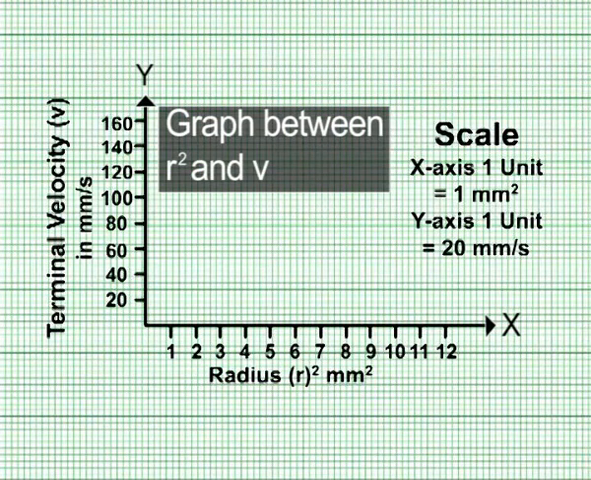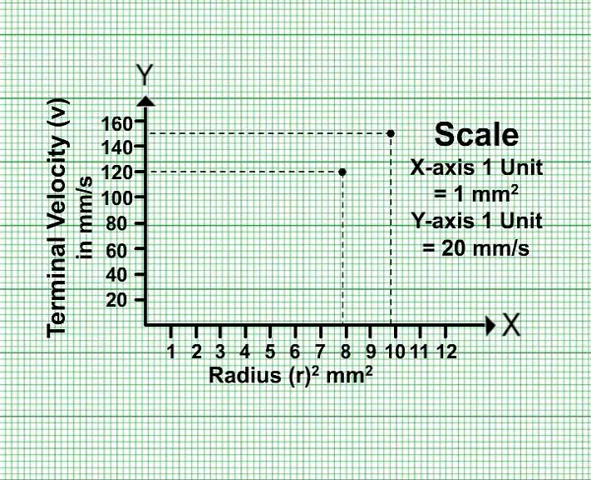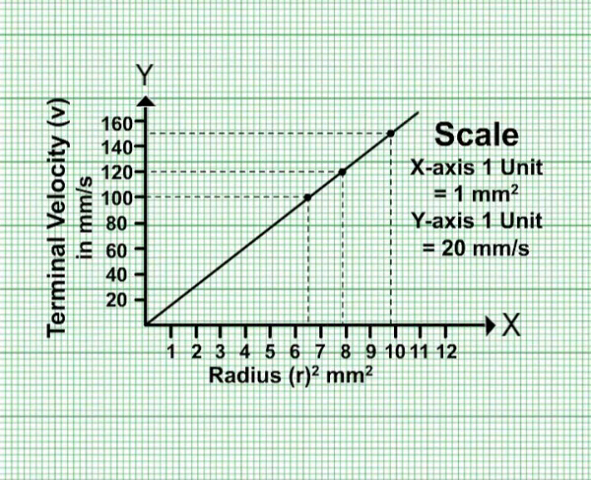Plot a graph between r square and v, where r square is taken along the x-axis and the terminal velocity v is taken along the y-axis. An appropriate scale is to be chosen before you do that. Mark the points and join them. The graph should be a straight line. Take points A and B on the straight line.